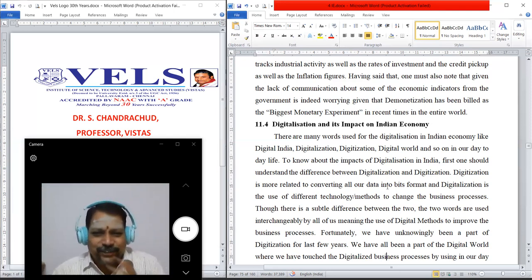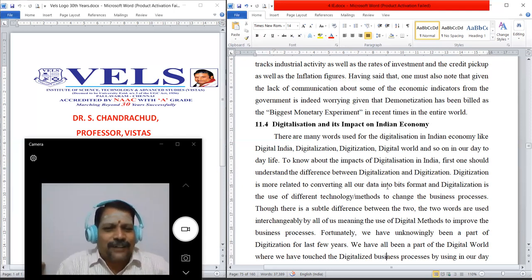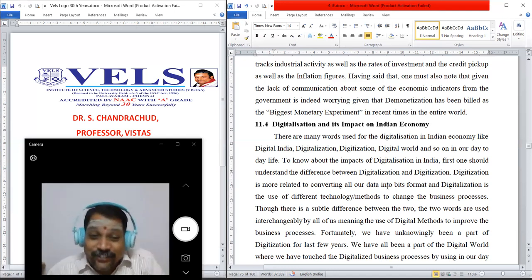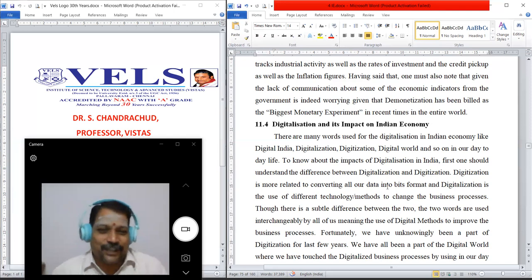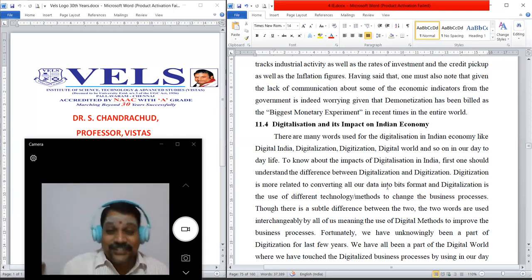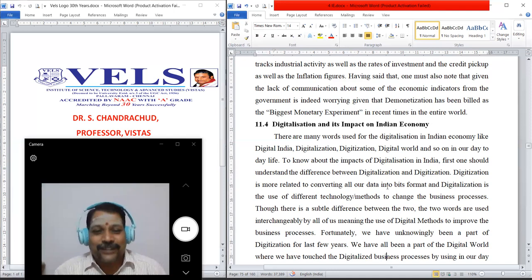First, we should understand one thing. There is a slight difference between digitization and digitalization. Digitization is related to converting all our data into a bit format. But digitalization is the other way, using different technology and methods, that is, innovation is taking place, the change in the business process. Digitization and digitalization are two different things. One is how to improve. The second one is how to innovate new things. So India is concentrating not only on economic growth, but also on the innovative process.